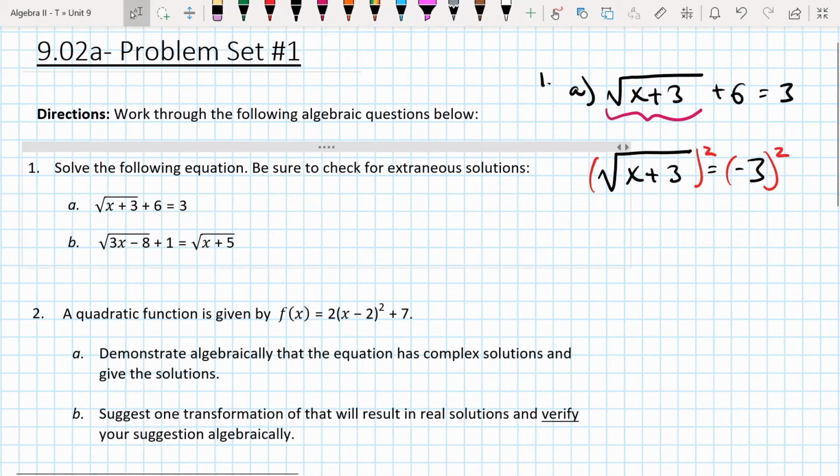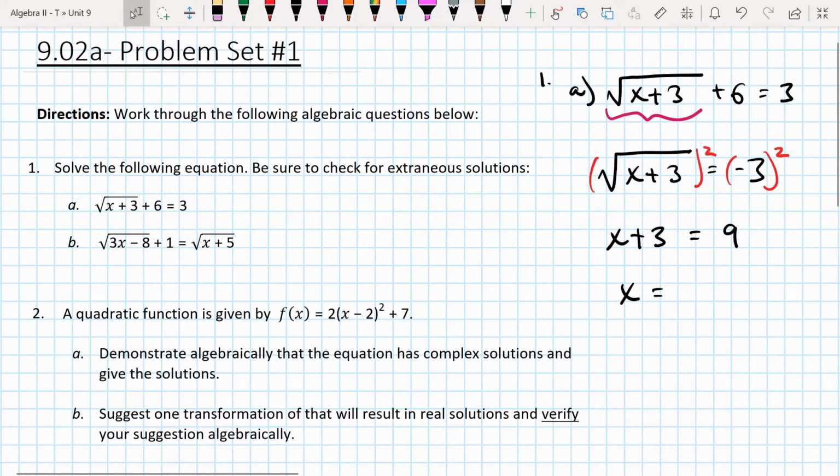On the left-hand side, when we square a square root, those operations cancel each other out. We're just left with x plus 3. And then on the right-hand side, negative 3 times negative 3 is positive 9. And so what we get when we solve this algebraically is x equals 6. However, when we're covering radical functions, there are sometimes situations where the solution that arises when we solve an equation algebraically is not actually the solution. So we always want to make sure we check our work and see if this solution is actually a solution.